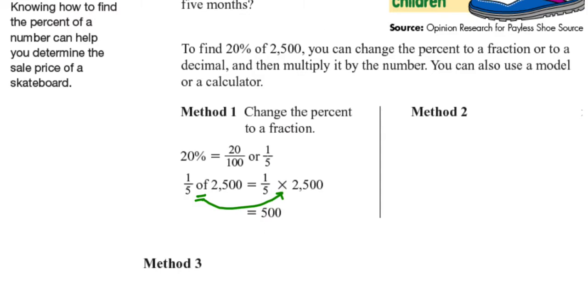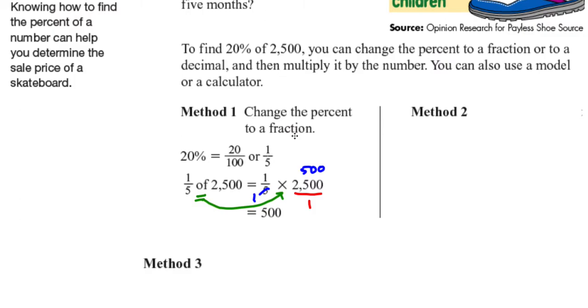So how do we do that? Again, for those of you who forgot, 2,500 is 2,500 over 1, and we simply cross cancel 5 and 2,500, and this is 1 and this is 500. So we simply multiply 1 times 500, and that'll give you 500.